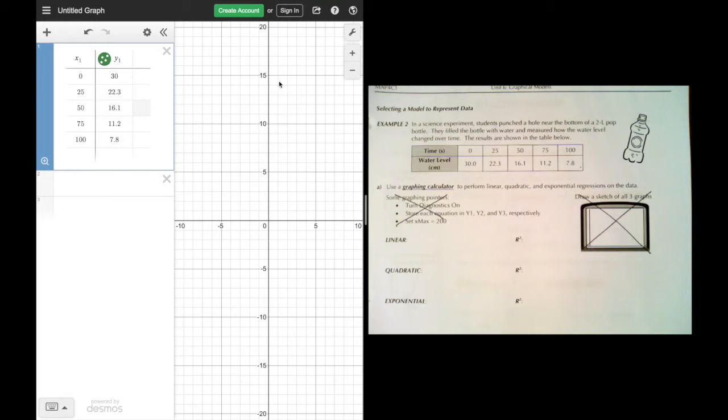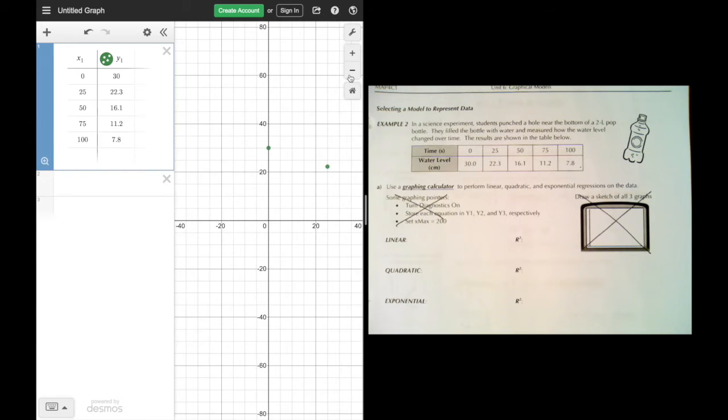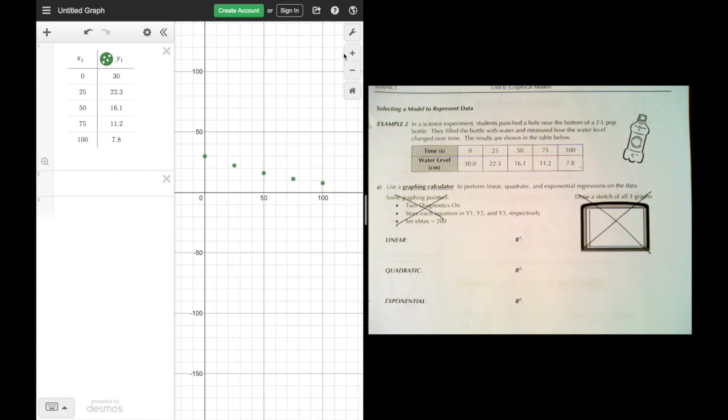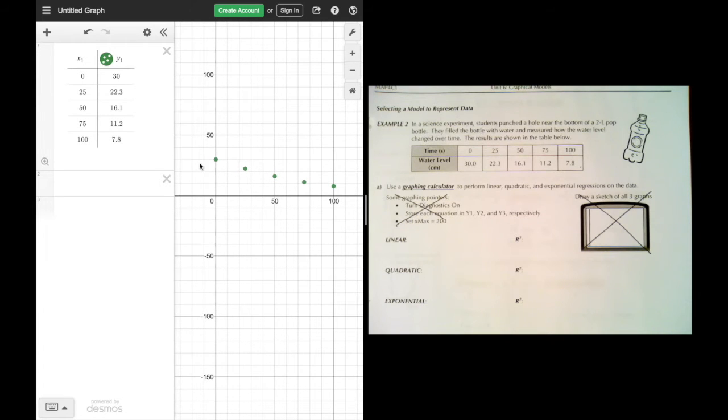All right, and now we got some points. Let's zoom out, see if we can find those points. There they are. All right, that's not bad. Could be a line, could be part of a parabola, also could be part of a curve. Could be any model just from the picture.